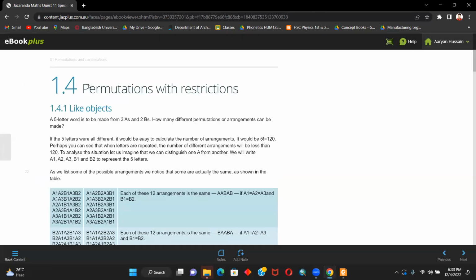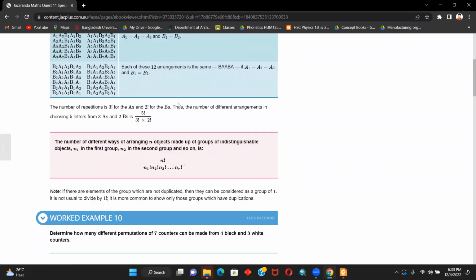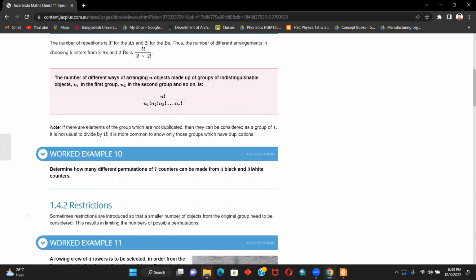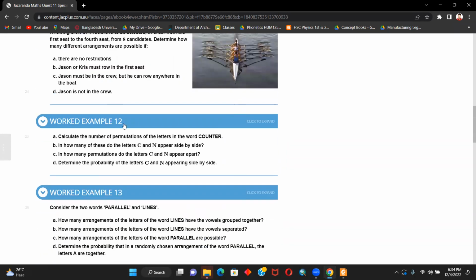Okay. Now let's see. Like objects. All right. I would say that learning permutation and combination from textbooks is really difficult, because I myself found difficulties while learning them from the textbooks. But when my tutor taught us in private tutoring, or maybe the coaching center, I found it really easy.